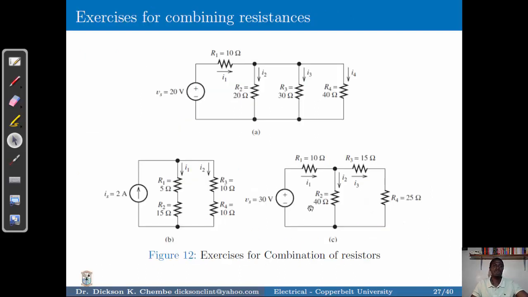Okay, so here's another example. We've got a few questions: combining resistances, that is A, B, and C. Let's look at them shortly, and let's solve and see what we are able to obtain.